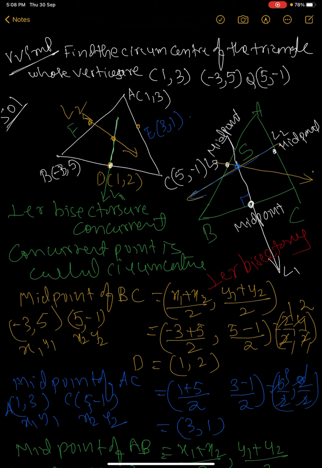Find the circumcenter of the triangle whose vertices are (1, 3), (-3, 5) and (5, -1). Here the three vertices of the triangle are given. We have to find the circumcenter. First, what is the circumcenter?